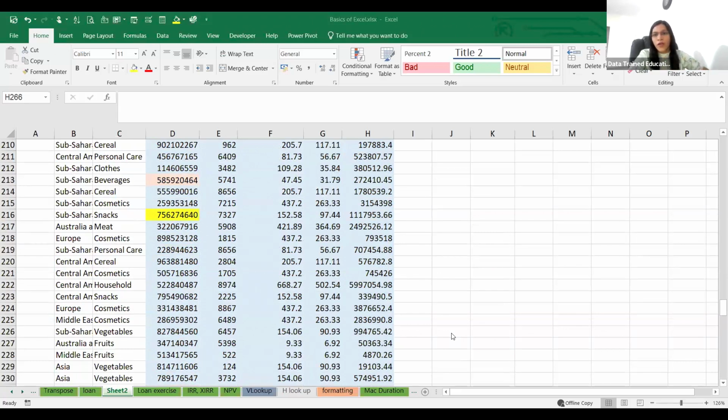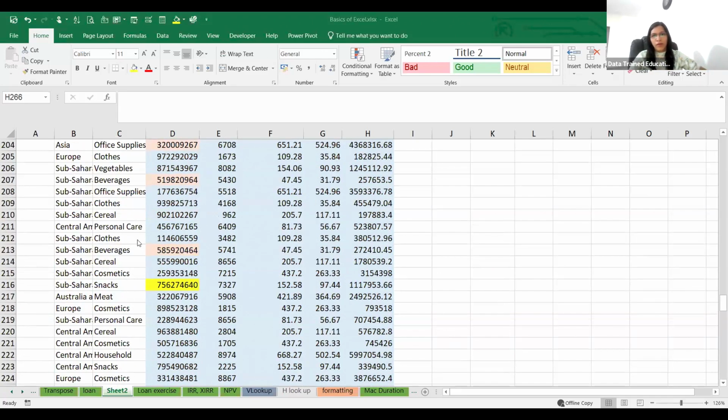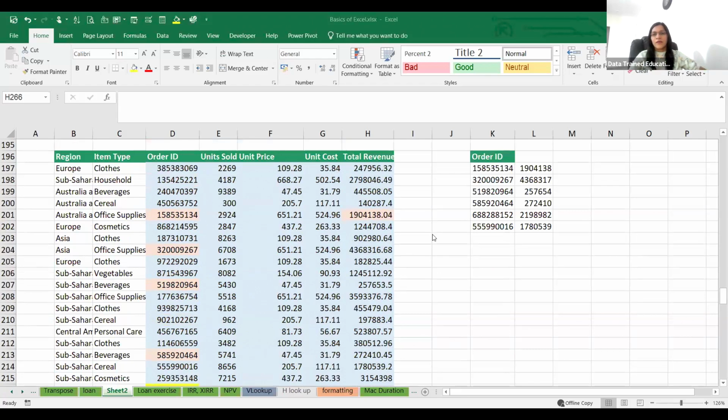Yes, Urvashi, you asked about the XLOOKUP. See, it can be created by this table only, but I have not tried it many times. So I'll just give you a brief idea about how it works. You can try on your own. If you find any difficulty, you can connect me later as well.